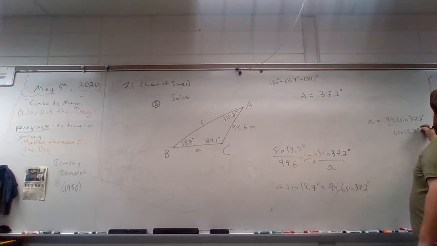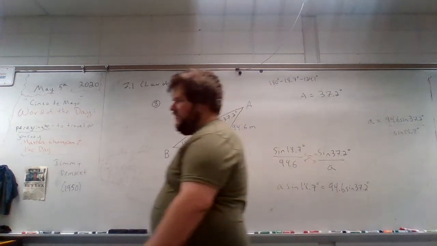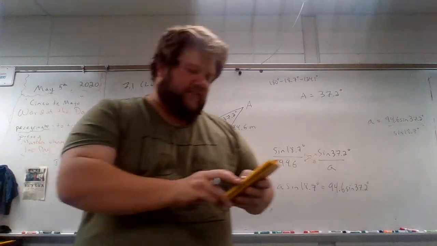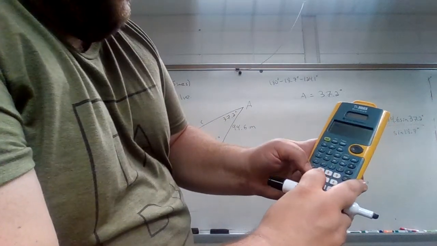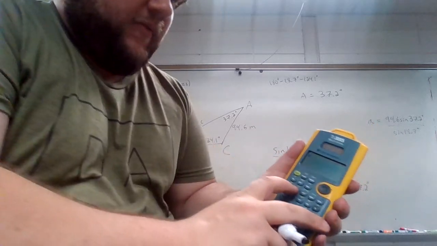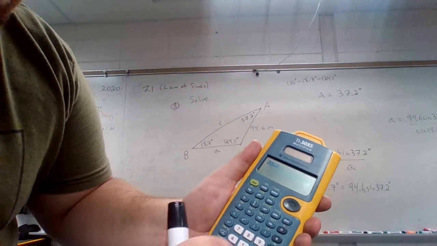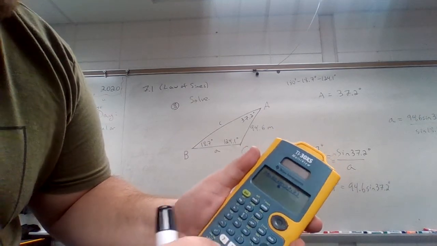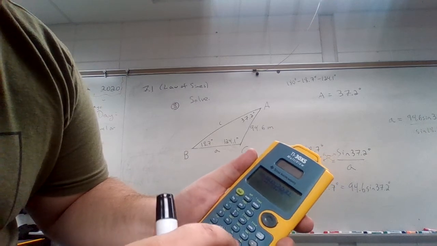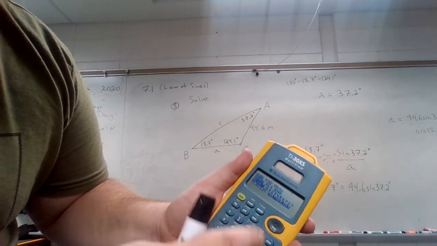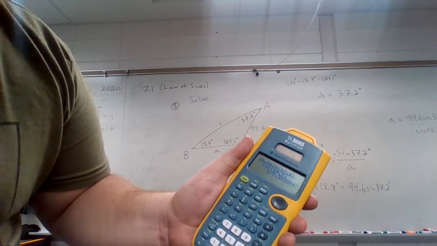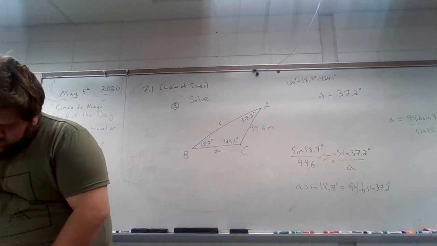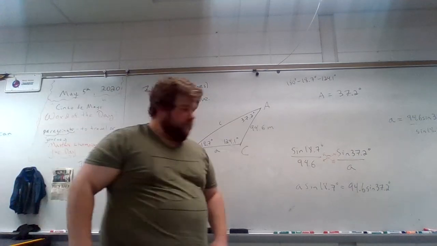And when you're putting in this expression, make sure you're in degree mode because that's sine of an angle in degrees. So you're literally putting it in like this: 94.6 sine 37.2 over sine of 18.7, and checking your mode is in degrees. Okay, 178.4 meters.